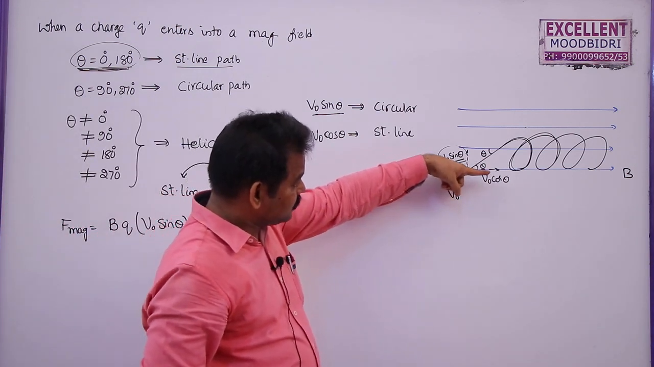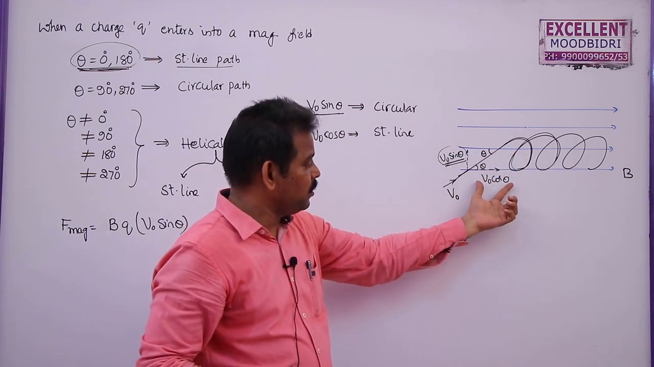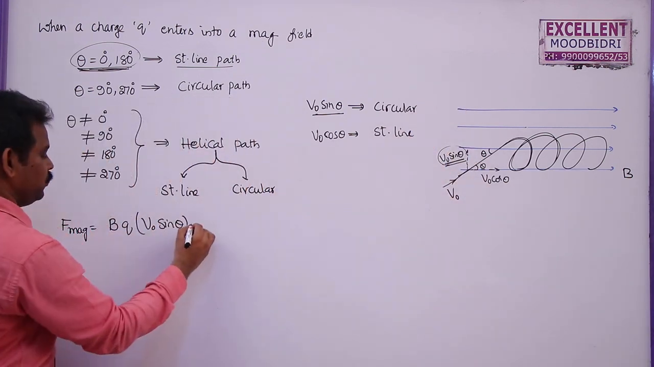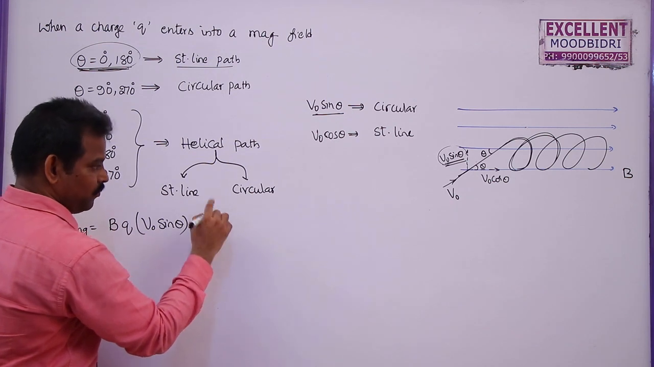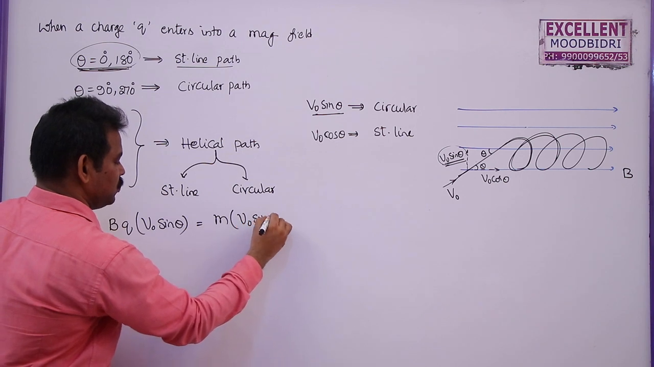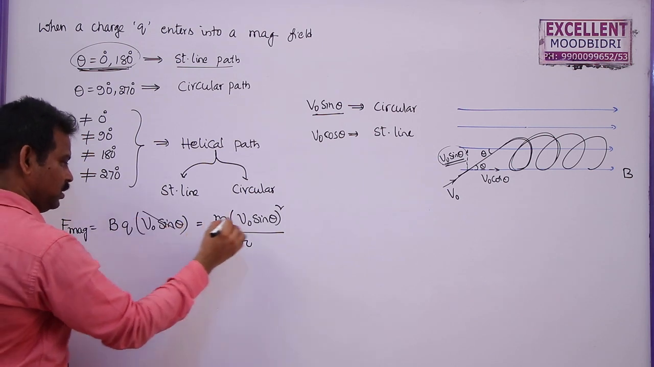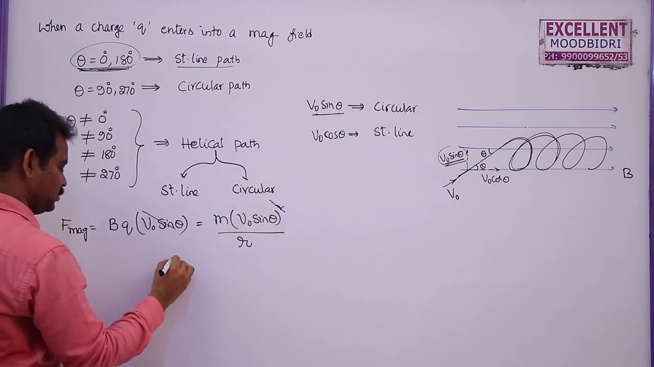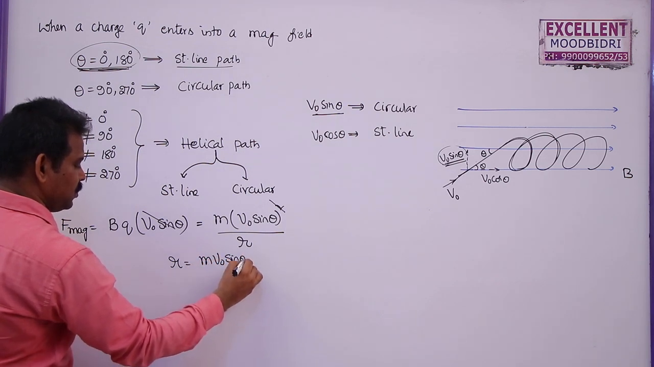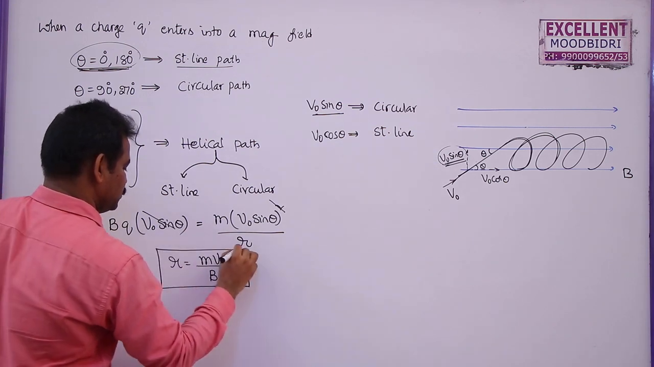This is the force experienced by the particle. Why? Because as this velocity is parallel to the field, it will not provide any force. Only this velocity will provide the force here. So B Q v sin theta is equal to m v square by r, that is m into v naught sin theta whole square by radius r. This and this get cancelled. The radius of the circular path is given by m v sin theta by B Q. So this is the radius of the circular path.